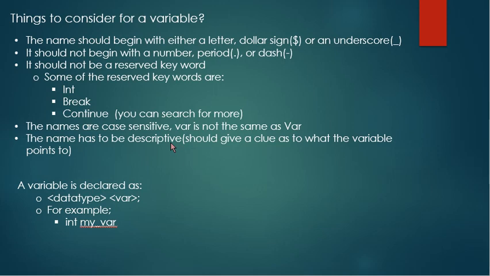Now, how do you declare a variable in C? To declare a variable, you simply need to specify the data type, then the variable name. As an example, it can be int myVar. It can also be short, it can also be long, or any other data type.